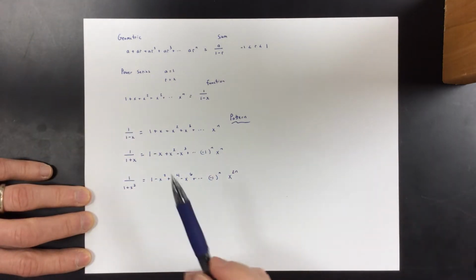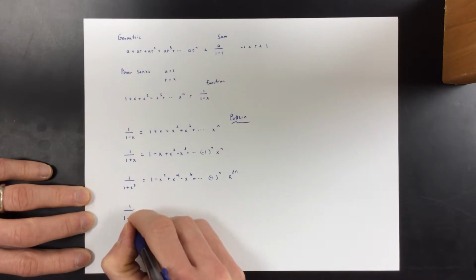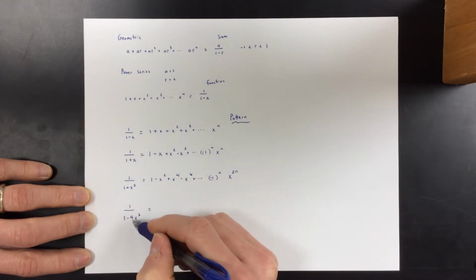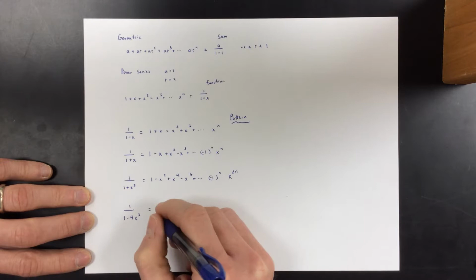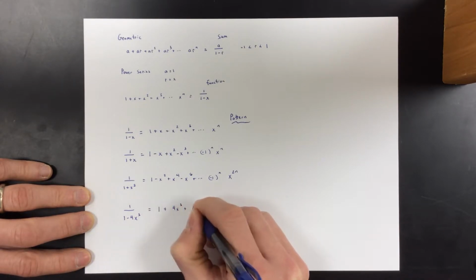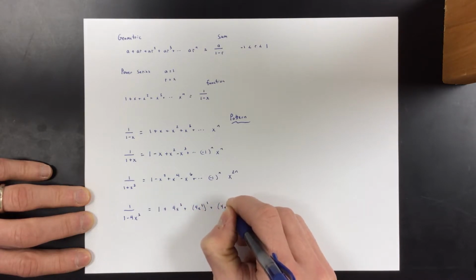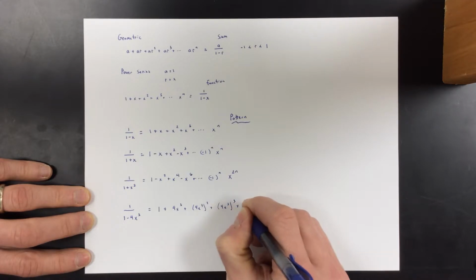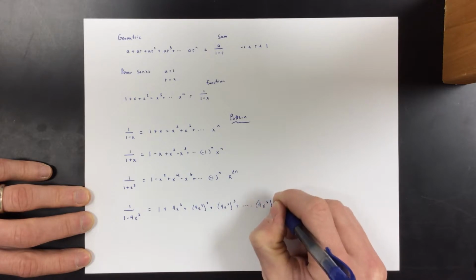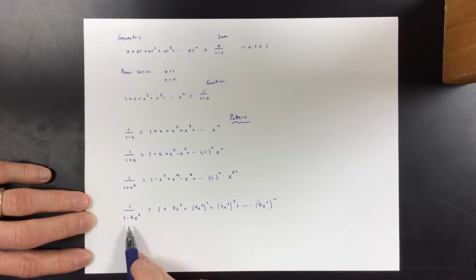We can build anything we want. We can make this 1 over 4 minus x cubed. That's just like this series, except a 4x cubed instead of an x. So it's 1 plus 4x cubed plus 4x cubed squared plus 4x cubed cubed plus dot dot dot, all the way into 4x cubed to the n. And again, we have a polynomial approximation for this function.